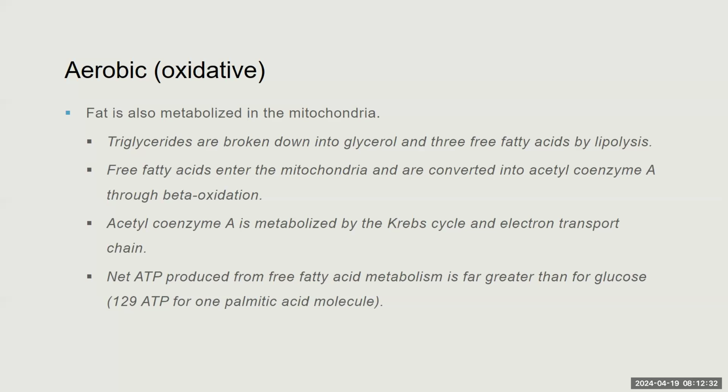There is also a different type of aerobic metabolization, which is fat. Triglycerides are broken down into glycerol and three free fatty acids by lipolysis. These free fatty acids enter the mitochondria and are converted back into acetyl coenzyme A through beta oxidation, which then again goes into the Krebs cycle and electron transport chain.